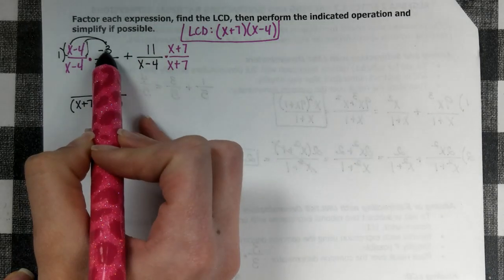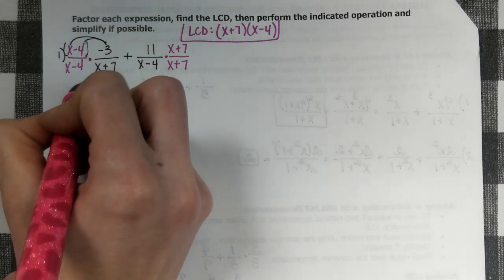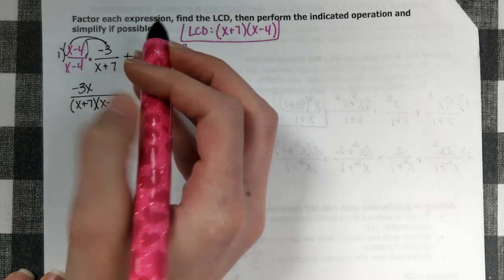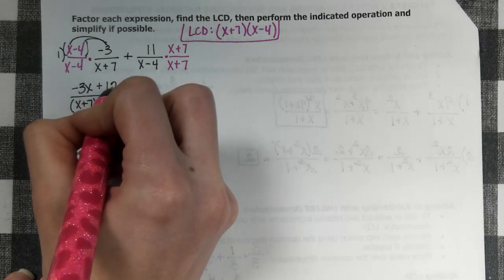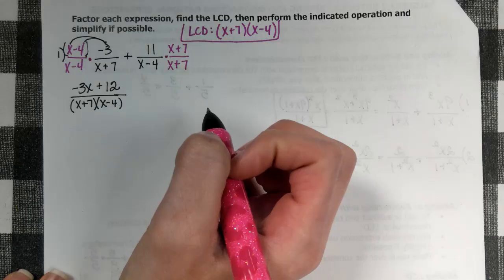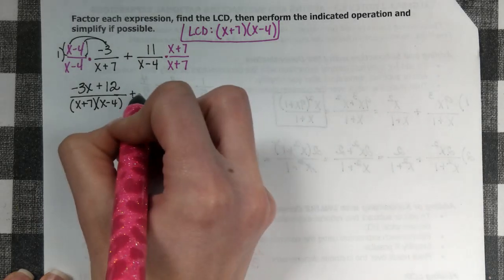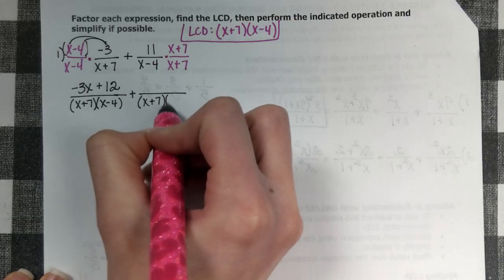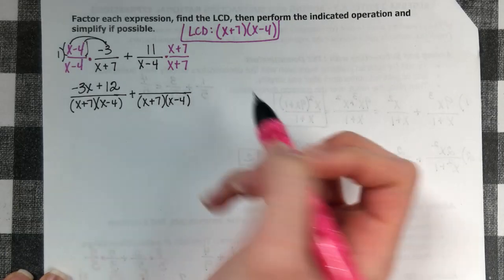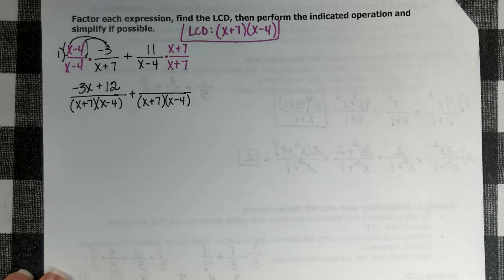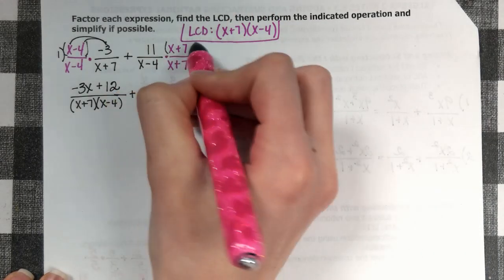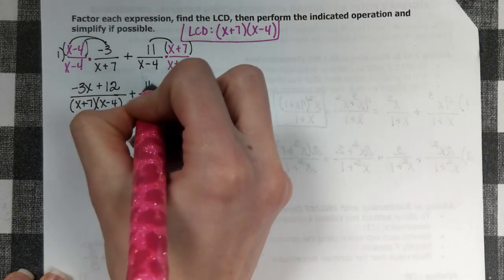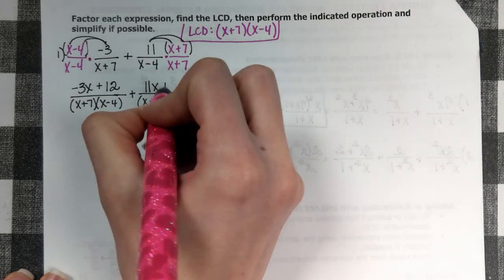So I take that -3 and multiply it by x, and that gives me -3x. And -3 times -4 is going to give me a positive 12. Y'all follow me so far? Then I have my plus. Now, this second fraction, again, I know my whole purpose of multiplying was to get the common denominator of x plus 7 and x minus 4. When I multiply 11 by x plus 7, I do the same type of distributing. 11 times x is 11x, and 11 times 7 is 77.